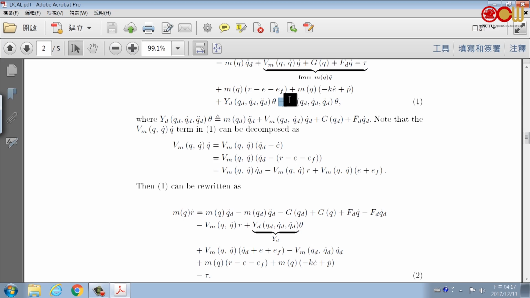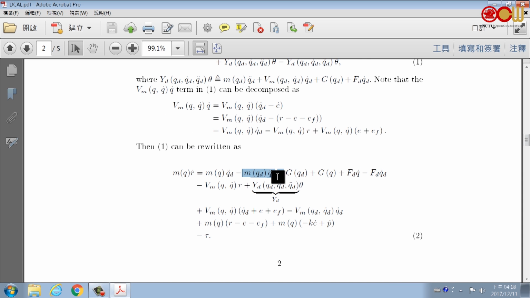Okay, we put this term next to this term. We combine these terms together, which is this. That's what I'm doing here. You break M QD, QD double dot, and every QD term, because YD theta has 4 terms which replace Q by QD. So this is the first term, second term, third term, and the last term is here. And for the rest, it just remains the same.